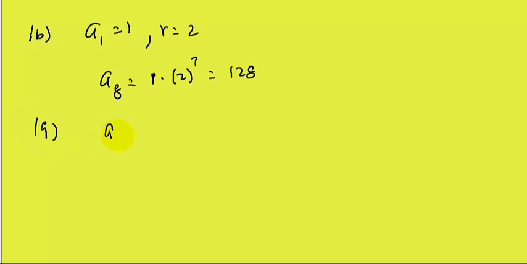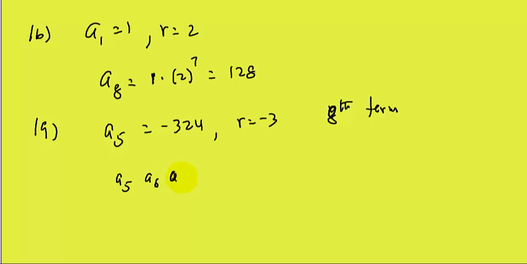Okay, let's go to 19. They give us a sub 5, and they tell us it's negative 324, and they say r is equal to negative 3, and they want you to find the 8th term. So if you want to find the 8th term, this is a sub 5, a sub 6, a sub 7, and a sub 8. There are 4 of those.